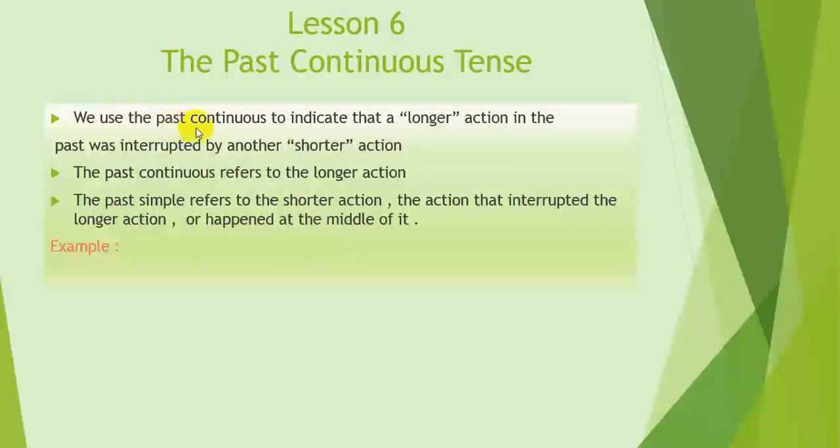We use the past continuous tense to indicate that a longer action in the past was interrupted by another shorter action. So, that will say that the past continuous will be for the longer action, and the past simple refers to the shorter action. You know, the action that interrupts the longer action, or the action that comes in the middle of the long action. Okay, let's give an example to explain this and to understand more.